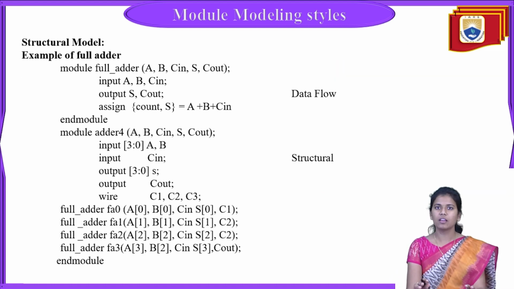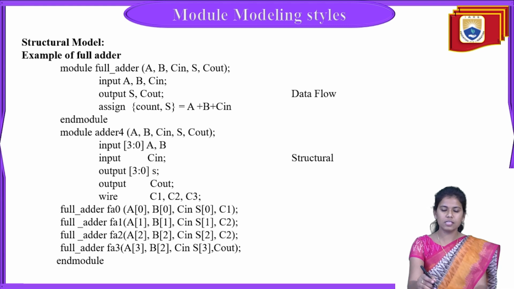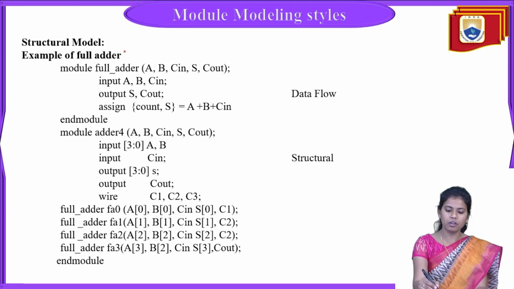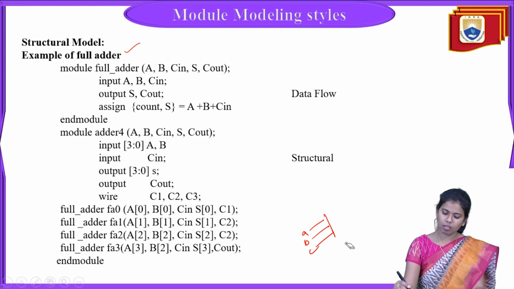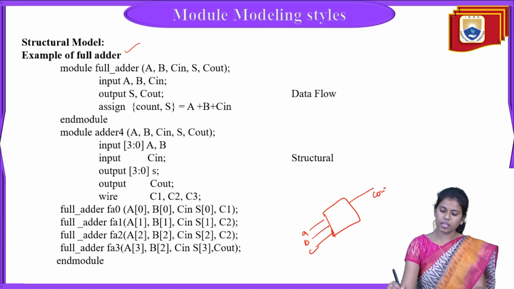And this is about the structural model. So this is an example for the full adder. Okay, so what is a full adder? A full adder consists of 3 inputs: A, B, C in, and outputs S and C out. We have 3 inputs and 2 outputs.